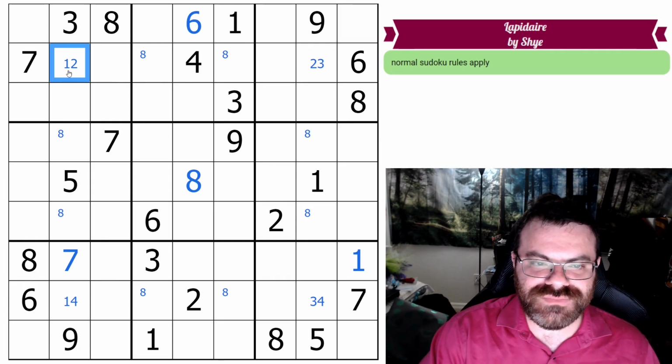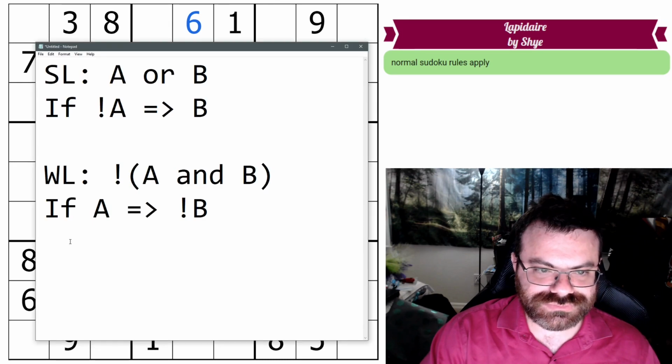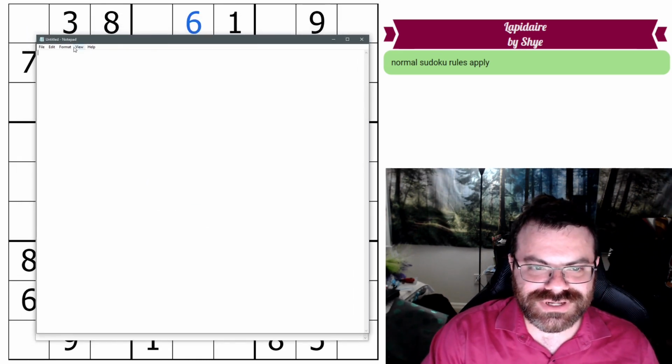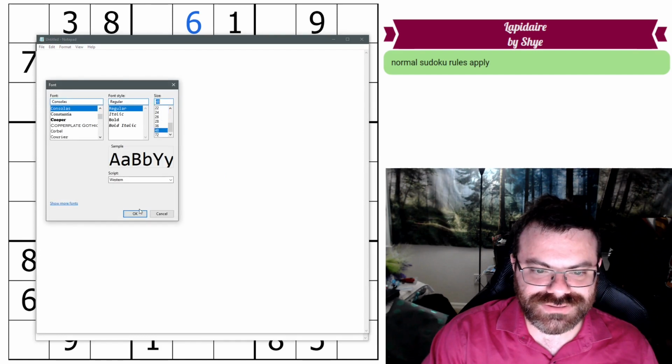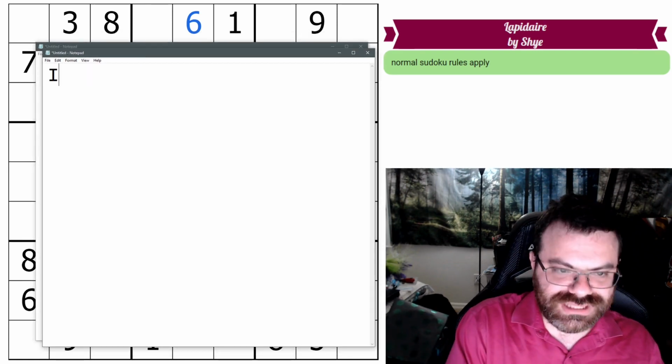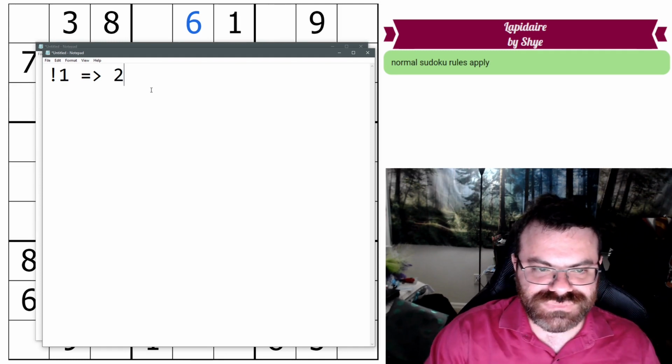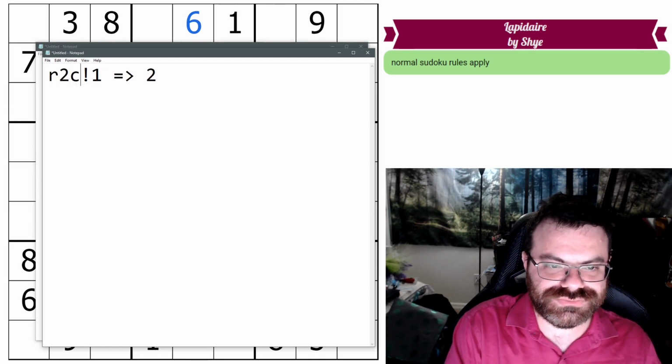So we have a strong link between the 1 and the 2. And we can say if not 1, then 2, because we have the strong link. This is actually convenient because let me open a third notepad here. I'm going to use a slightly smaller font. I hope you guys can still read it. But we have if not 1. So I'm just going to say not 1 implies 2. And this is in row 2, column 2.